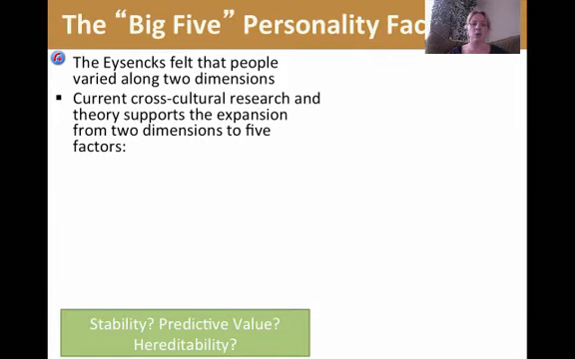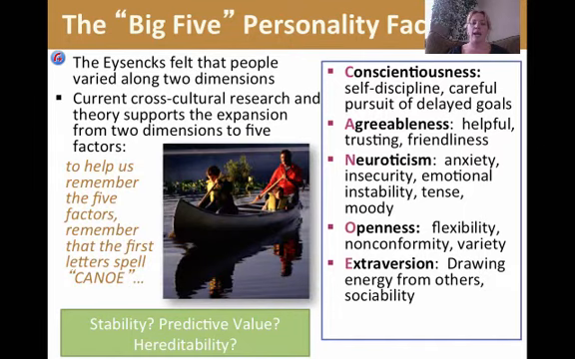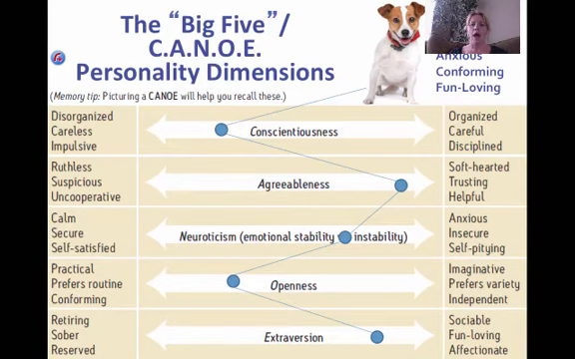So the Big Five. Remember, Eysenck and colleagues felt that people varied along two dimensions: stable or unstable, introverted or extroverted. But cross-cultural research and theory supports the expansion from two dimensions into five. These are conscientiousness, agreeableness, neuroticism, openness, and extroversion. To help you remember this, our mnemonic device here is CANOE. Some people remember OCEAN better, if you flip them around. These are the expanded versions of these personality factors, the Big Five that we all have, and where we fall on the spectrum of conscientiousness, agreeableness, neuroticism, openness, and extroversion influences our personality and who we are.